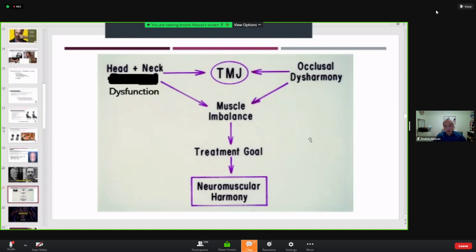And your treatment goal obviously is neuromuscular harmony. So you want everything happy. You need everything happy.